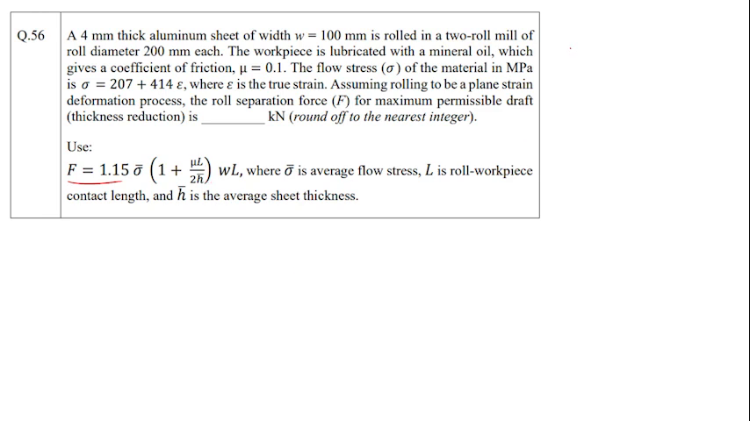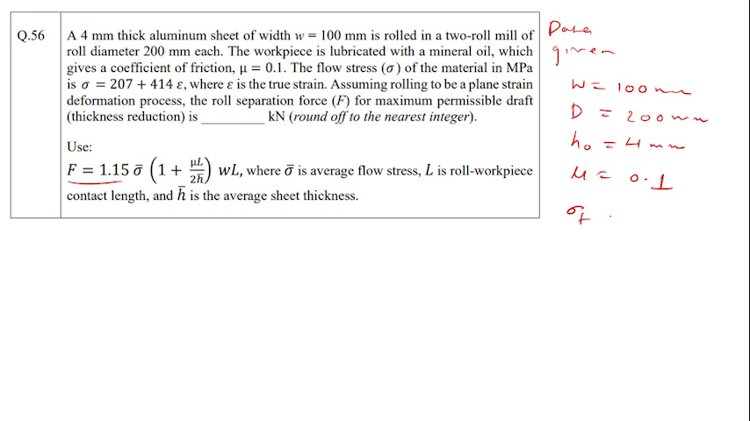So we will write the data given first. Data given: W equals 100 mm, D equals 200 mm, h naught is given as 4 mm, mu is given as 0.1, sigma f equals 207 plus 414 epsilon, and F they are asking. For F, the equation is also given: 1.15 sigma bar (1 plus mu L divided by 2 H bar) W L.